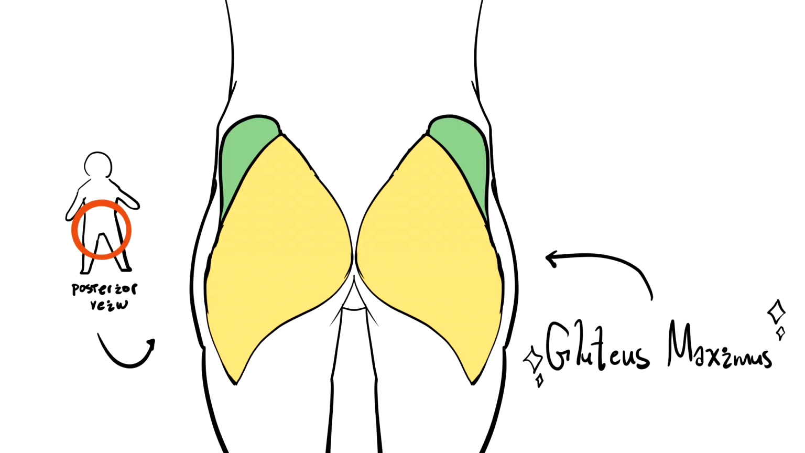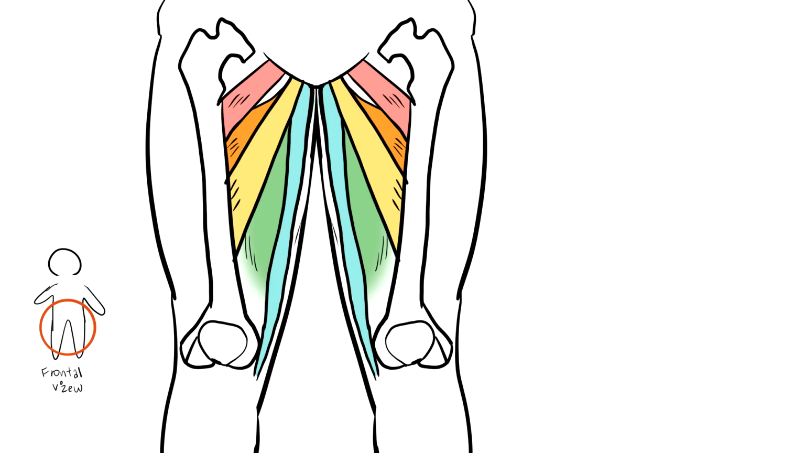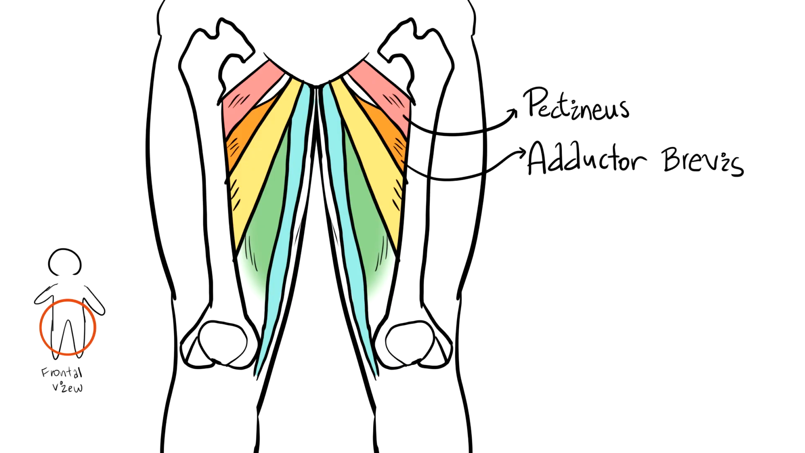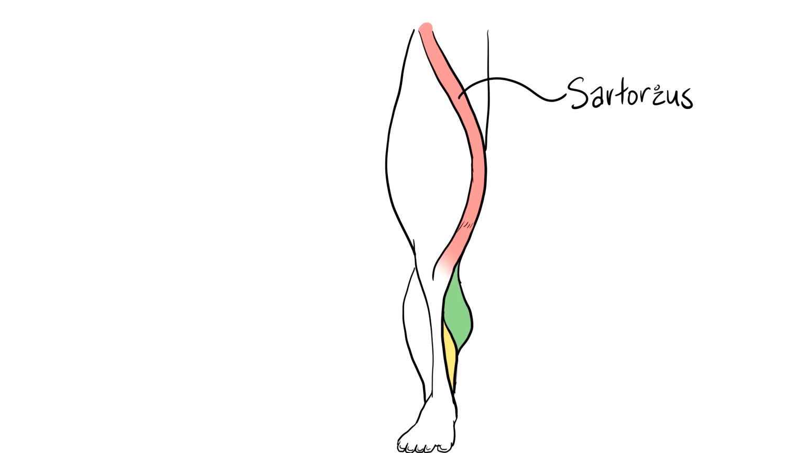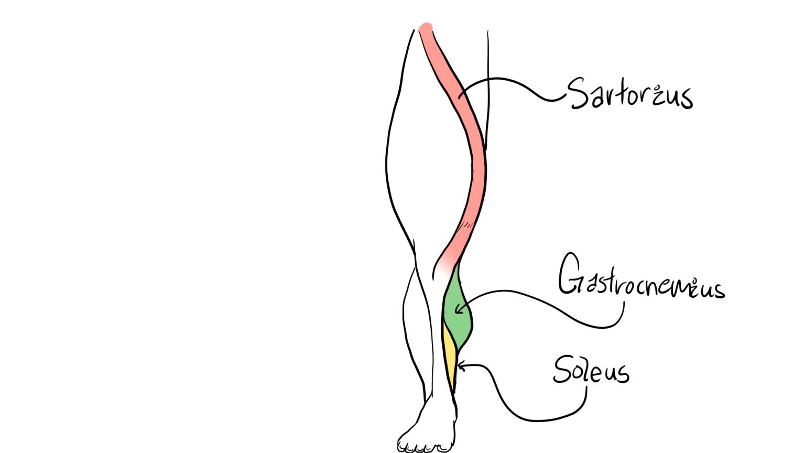Here is the gluteus maximus and the gluteus medius. Here are the adductors, which consist of 5 parts: the pectineus, the adductor brevis, the adductor longus, the adductor magnus, and the gracilis. This here is the sartorius. And finally, here is the gastrocnemius muscle and the soleus muscle.